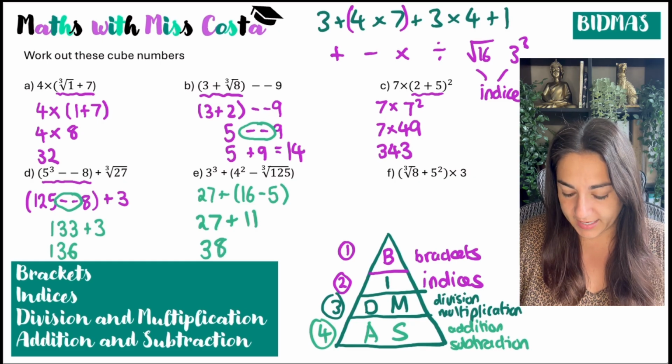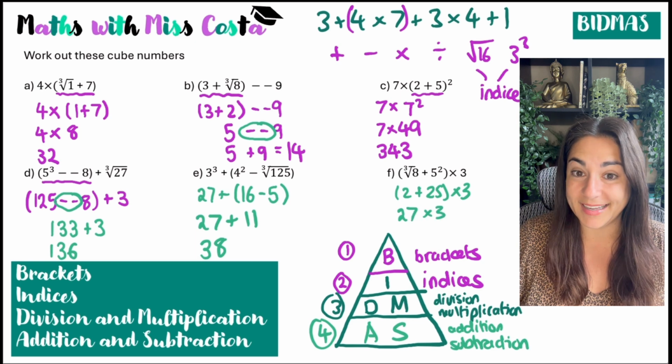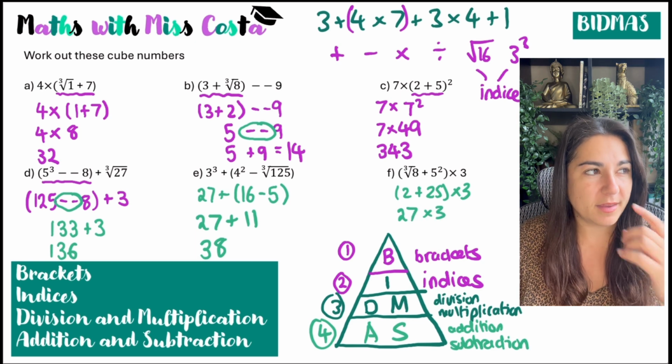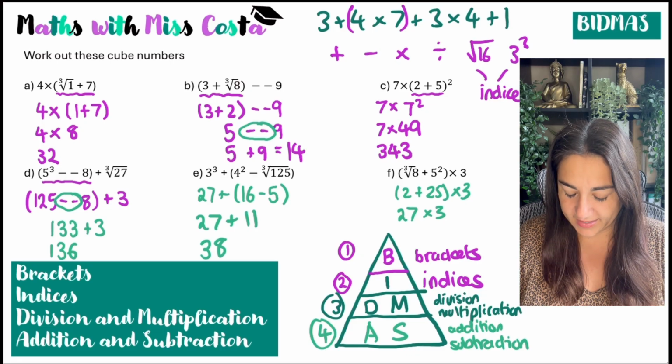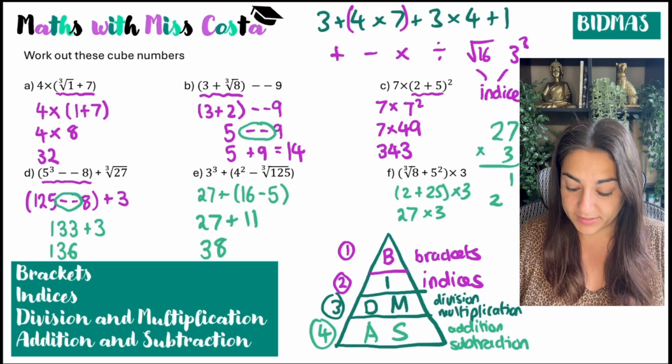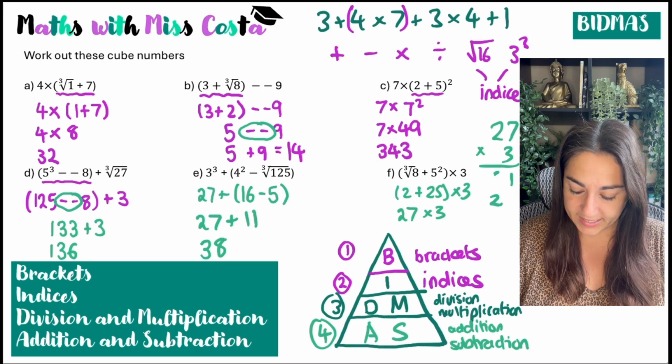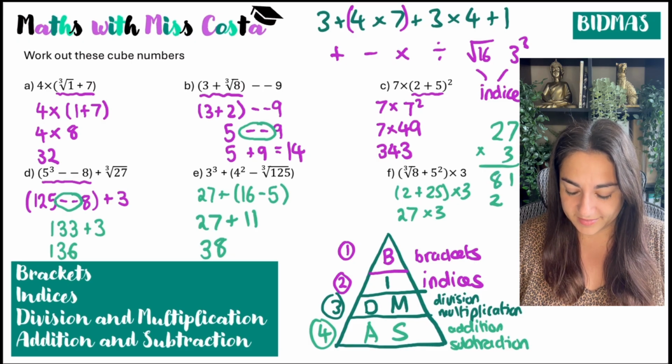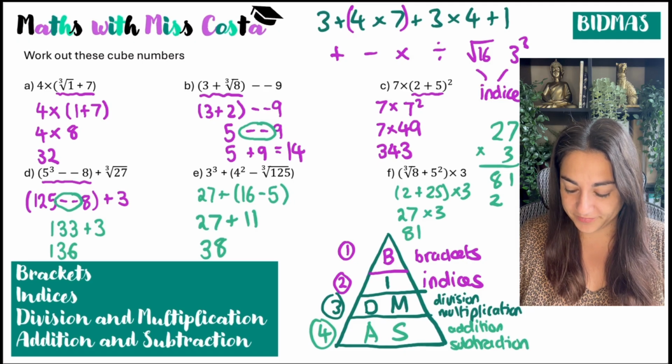Final one, cubed root of 8 is 2. 5 squared is 25, and then I'm timesing it by 3. 2 plus 25 is 27. 27 times 3 is going to be... Okay, even I think I need, okay, 27 times 3 is, 3 times 7 is 21, 3 times 2 is 6, add the 2 is 8, 81. Everybody has brain slowing down at some point.